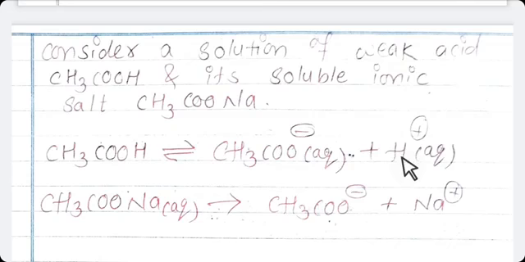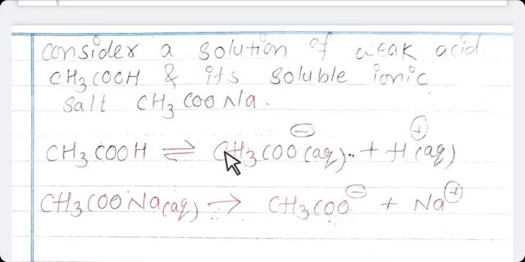This ionization is suppressed by sodium acetate because it is a strong electrolyte and it dissociates completely and produces acetate ion and sodium ion. So the acetate ion is common in both reactions, meaning in the weak electrolyte and in the strong electrolyte.